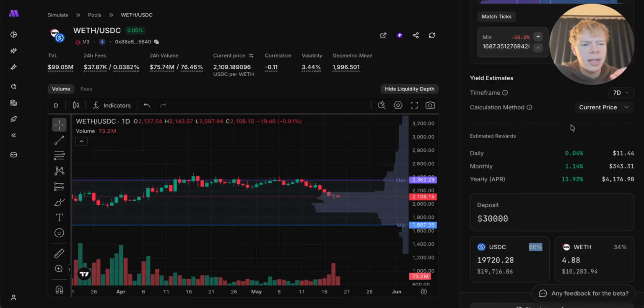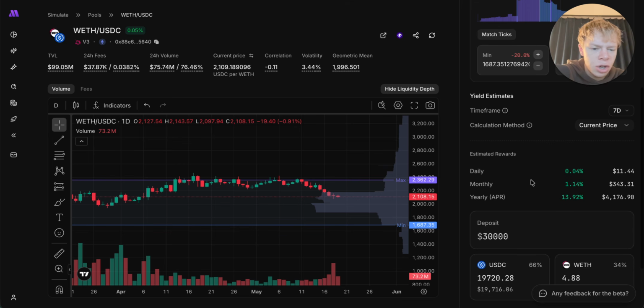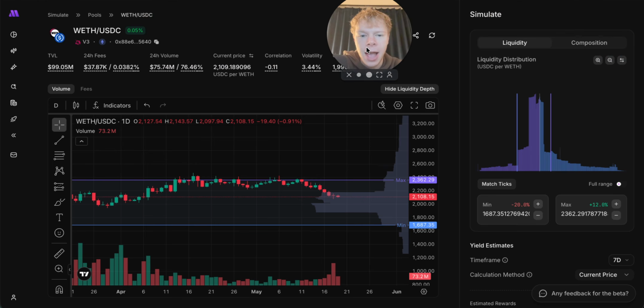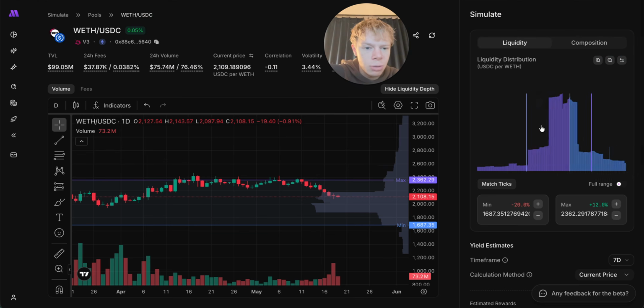And then the next thing that I'm going to go ahead and do is start to refine my yield estimate, because this range to me looks pretty solid. I think I'd be comfortable deploying my capital in here. I need to ensure that this APR that's being displayed over here is actually accurate and in line with what I will get in this position. So I do that by looking over here at this liquidity distribution chart.